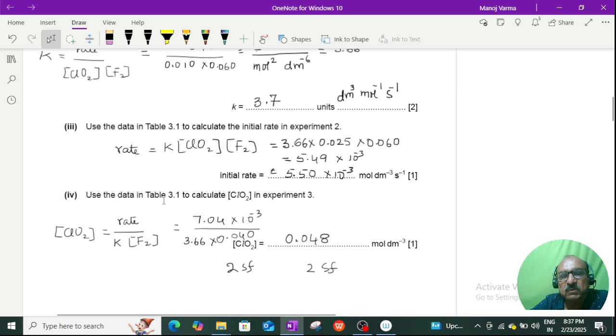In the fourth part, use the data in table 3.1 to calculate the concentration of ClO2 in experiment 3.